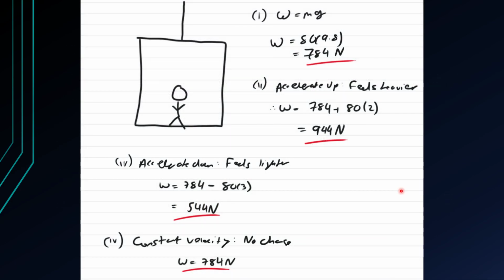So here's our man inside of the lift. If the lift is at rest, weight is just mass times gravity, which is 784 newtons. So that should be a relatively straightforward one.